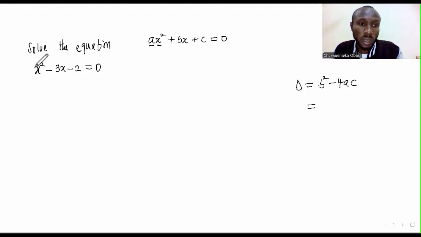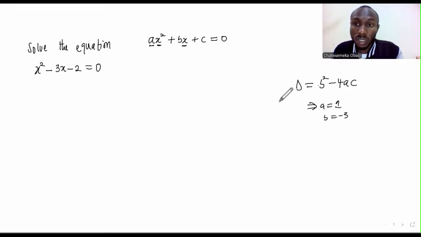And what's the coefficient of x squared? Yeah, that's going to be 1, right? So a is just going to be 1. Then my b is the coefficient of x. What's the coefficient of x here? You can see that is just -3. So b is going to be -3, right?